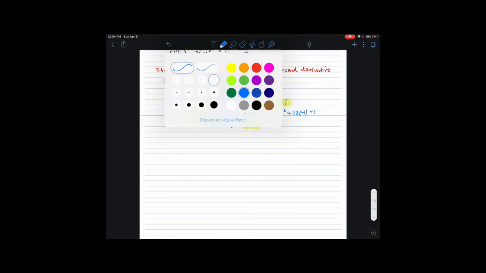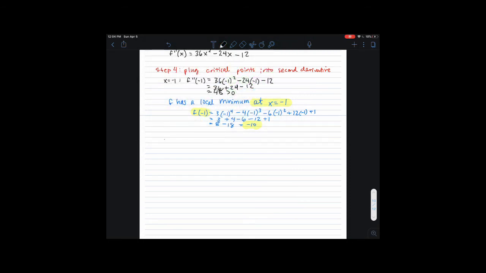All right, we have one more critical point to plug in. At x equals 1, we have f double prime of 1 is 36 times 1 squared minus 24 times 1 minus 12, which gives us 36 minus 24 minus 12, which is 0. So the test is inconclusive. And at this point, we would go back to our first derivative test.